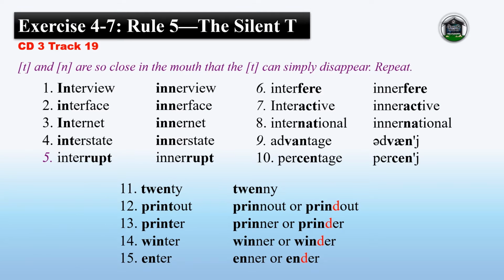Exercise 4-7, Rule 5, the silent T. T and N are so close in the mouth that the T can simply disappear. Repeat. 1. Interview. 2. Interface.